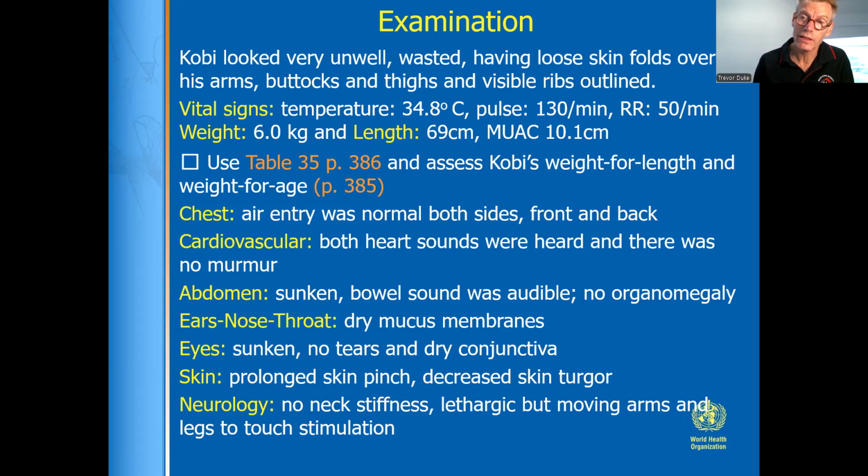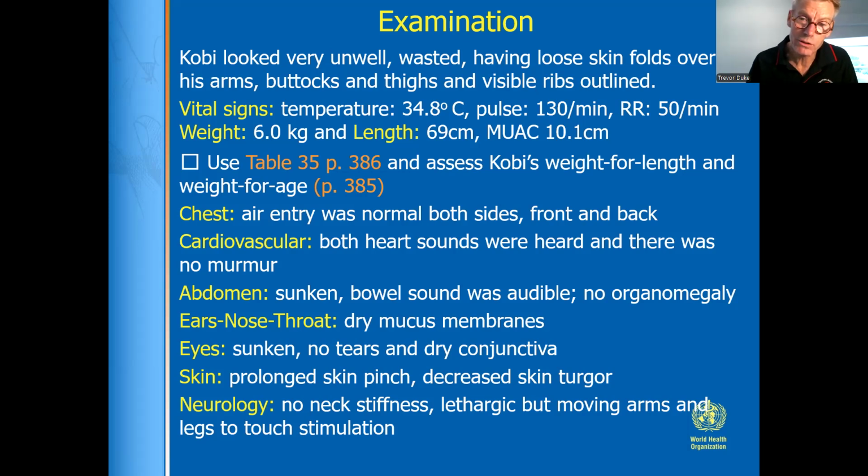So really, we're now identifying perhaps that Kobe did have an emergency sign, and that was severe dehydration with sunken eyes, dry conjunctiva, dry mucous membranes, prolonged skin pinch, and decreased skin turgor. So possibly Kobe had that emergency sign, which would require some emergency treatment, which we know we're going to do anyway, because he's a very sick baby.